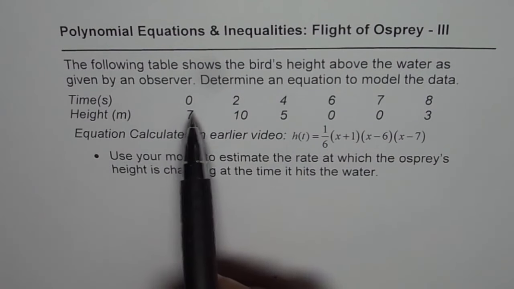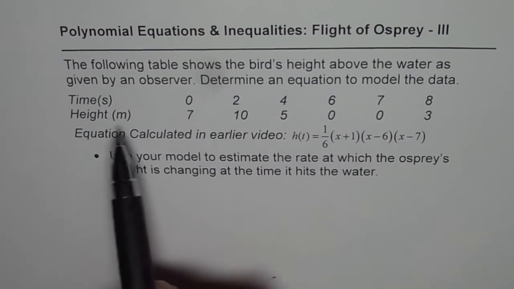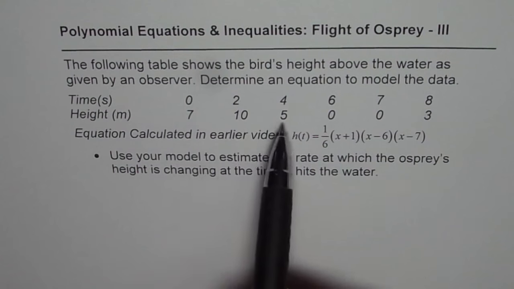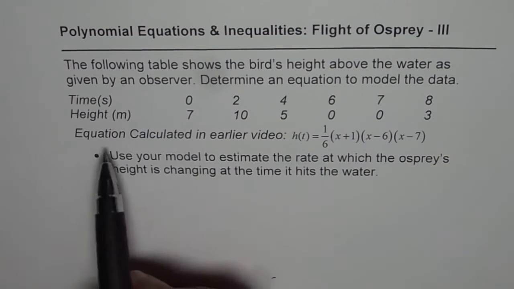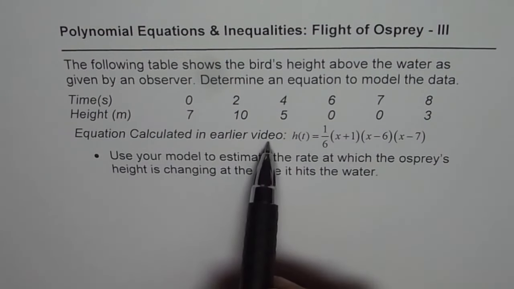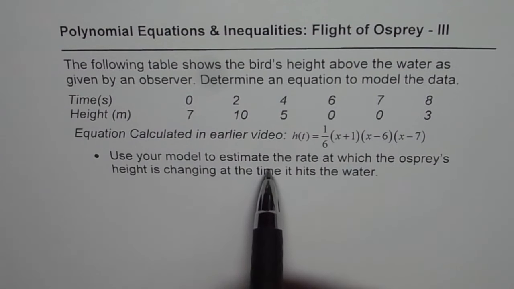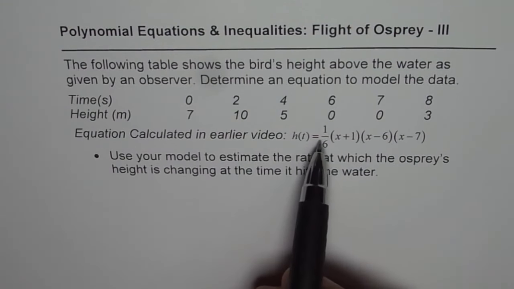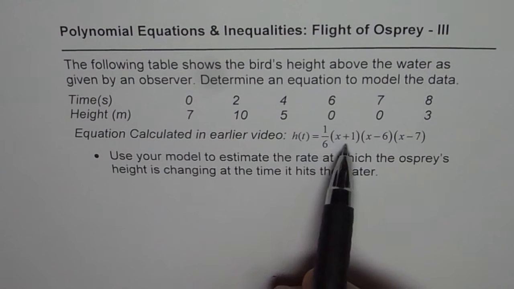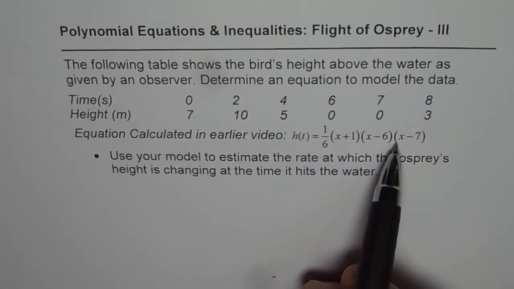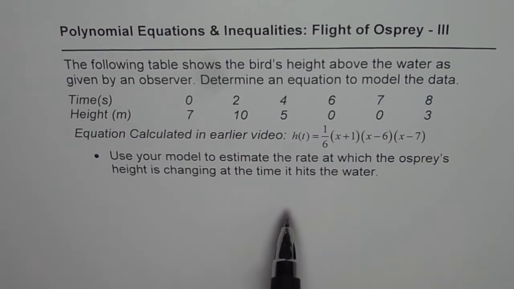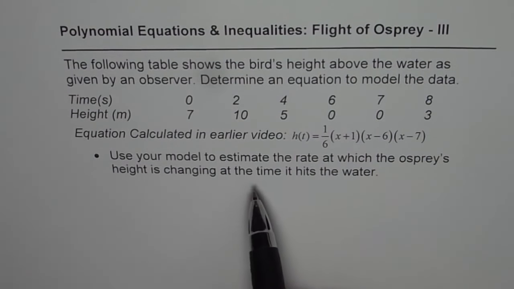Time given to us was 0, 2, 4, 6, 7, and 8. Respective heights were 7, 10, 5, 0, 0, and 3. We calculated in the earlier videos that this height can be modeled as h of t equals 1 over 6 times (x plus 1) times (x minus 6) times (x minus 7). Now, there were a couple of questions to answer. Now, we are almost at the end.